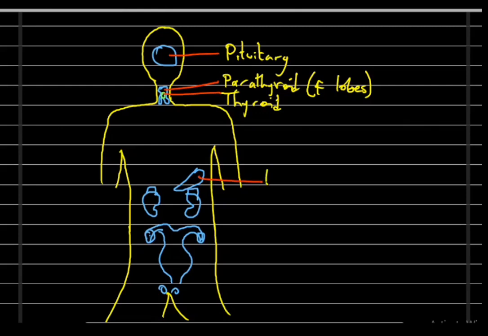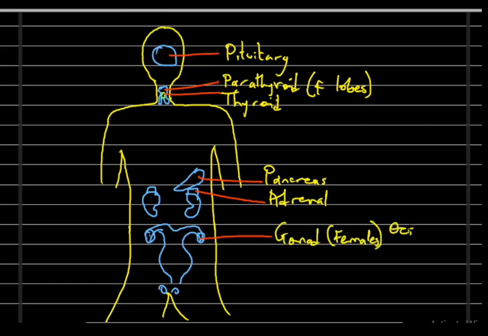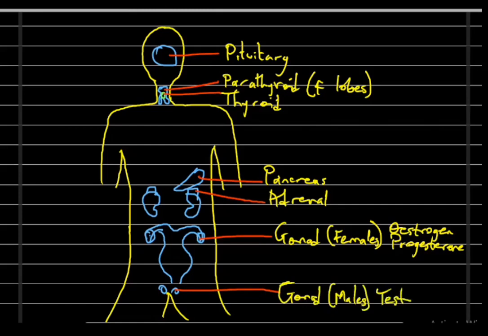Here we have the pancreas. This one here is called the adrenal. And then we have this one here. It is called the gonad gland. The gonad, and this one is for the females. It is responsible for producing the estrogen, which commences the oestrous cycle. And the second one is called the progesterone. And then lastly, we have this one here. It is also called gonad hormone, this time around for the males. It produces the testosterone.